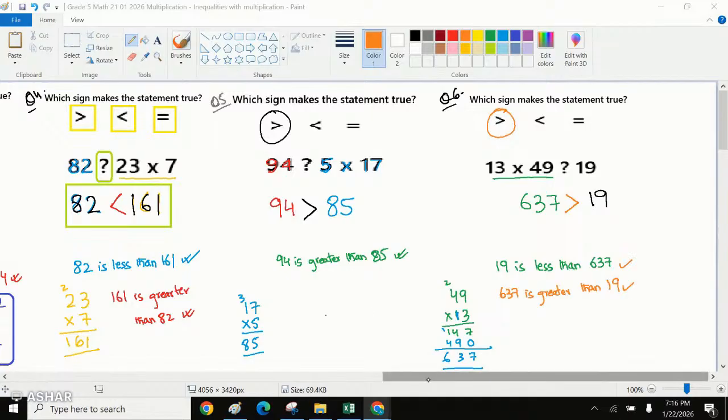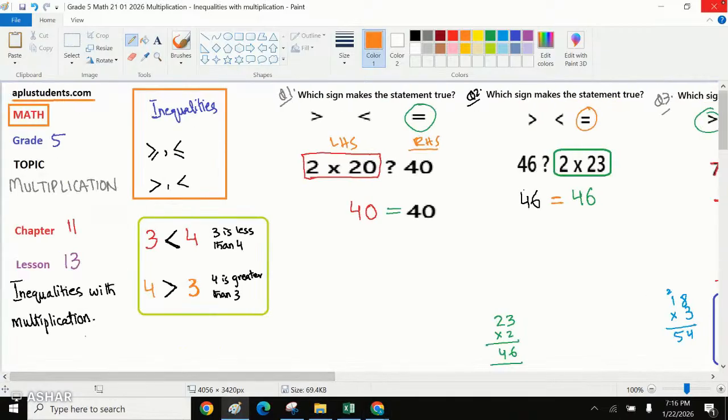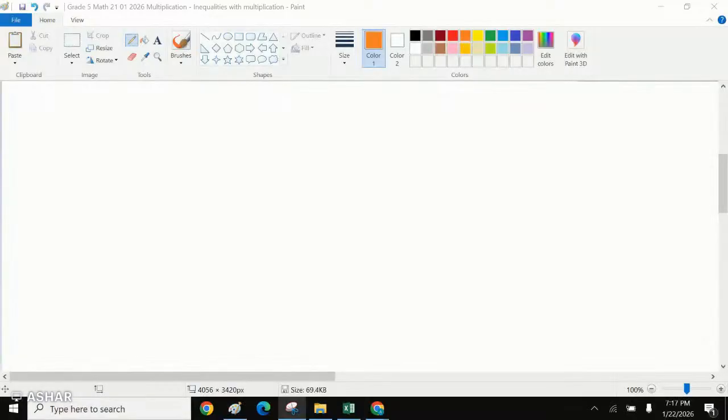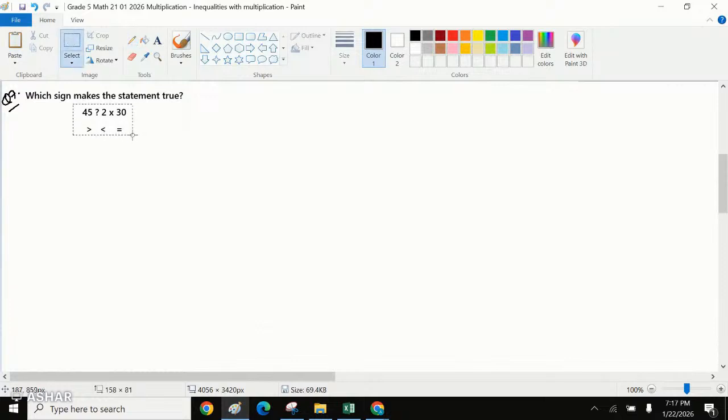Okay. Moving on to the next question, question number 7. The next question says, which sign makes the statement true? Just a moment, please, I'll just copy it. This is the given question to us. This is question number 7. And they are asking us which sign will make the statement true.